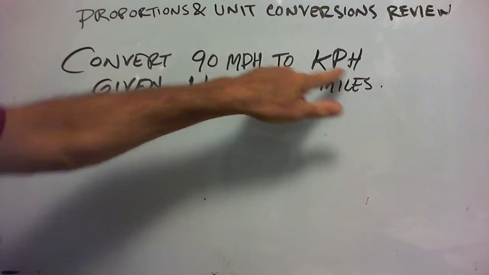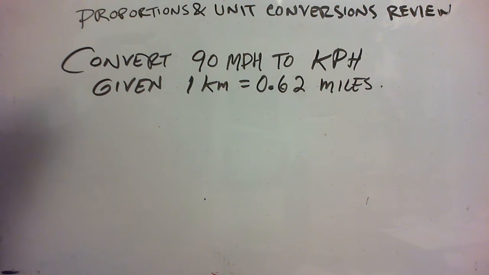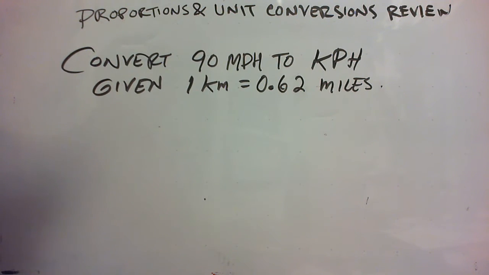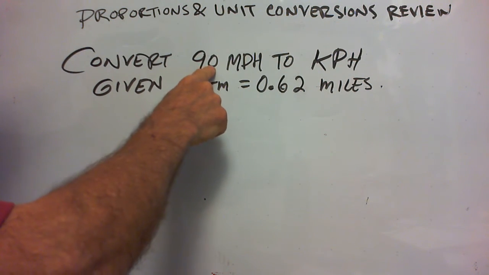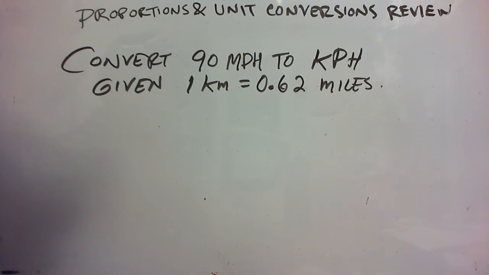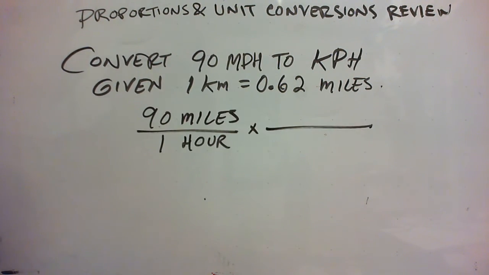In our next problem, we're going to convert 90 miles an hour to kilometers per hour. And it's given kph in miles per hour, mph. So we start this by writing what's given as a fraction. And here it's going to be 90 miles per 1 hour. So that's what we write down. So there's our given information as a fraction.